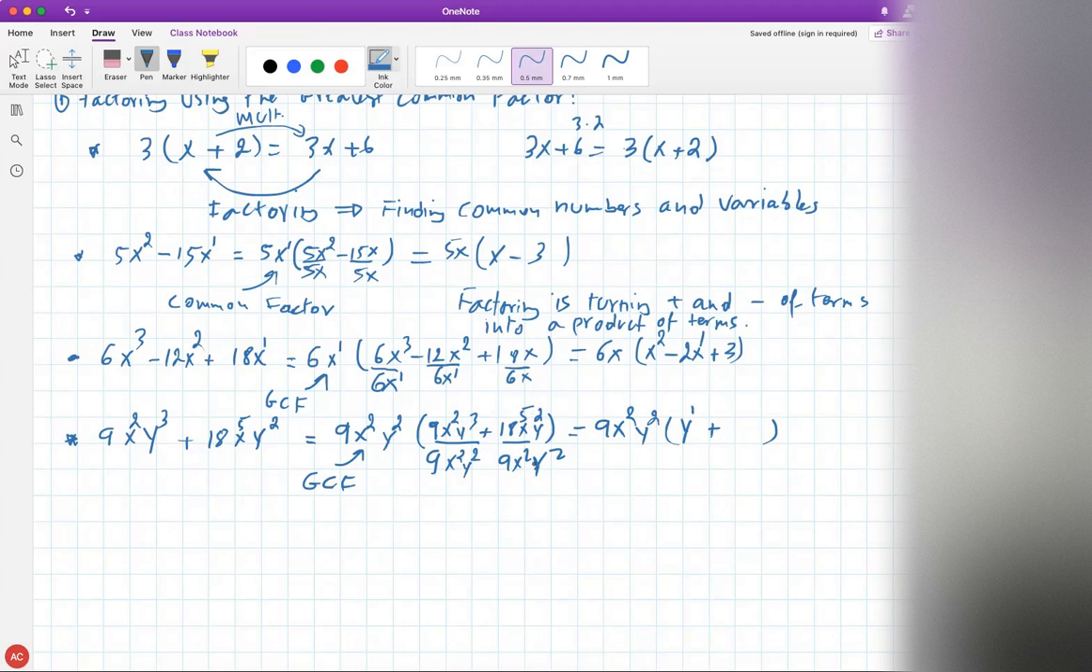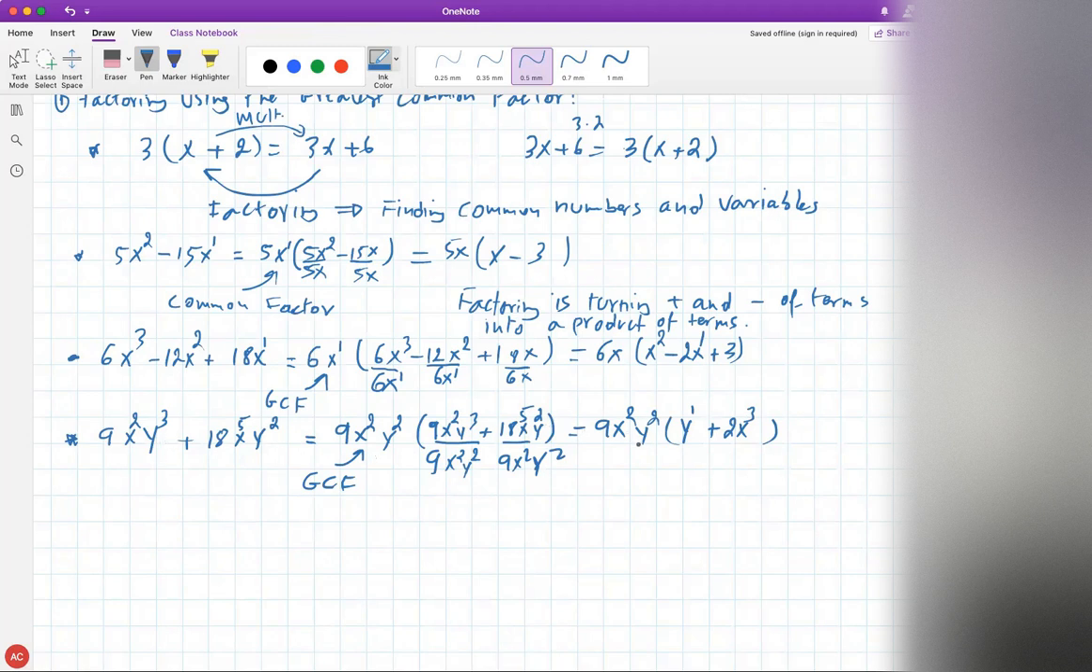Then simplify this one again. What would that be? 2x3 would be 2. x5 over x3 is x2. y3 over y2 is y. Again, when we divide something by itself, it cancels out. So there's no y here. And that's it. That's the factoring of this expression.